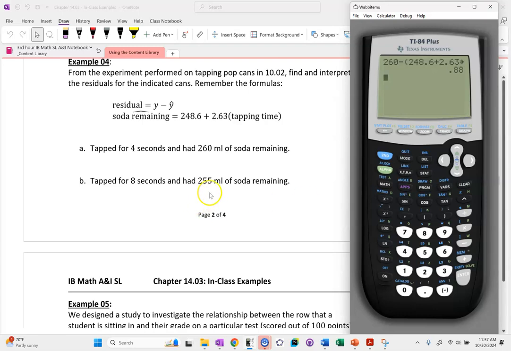Who can do the next one for us? Somebody do it on their calculator. Or all of you that have your calculators out, do it on your calculator. Just get the practice. Okay, yeah, negative 9.64. Not what I got.